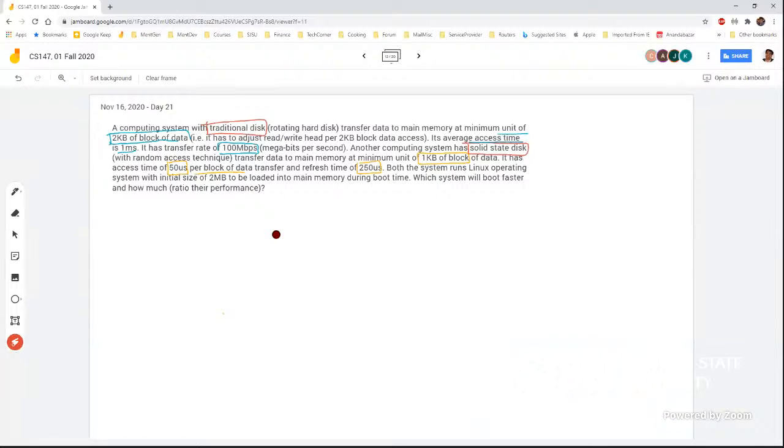Now, the question is, we are loading this machine and booting up a Linux system, let's say with an initial size of 2 megabytes. So 2 megabytes must be transferred from the hard disk to the main memory in order to complete the boot process of that operating system. The question is, which system will boot faster and how much? We need to have the performance ratio.